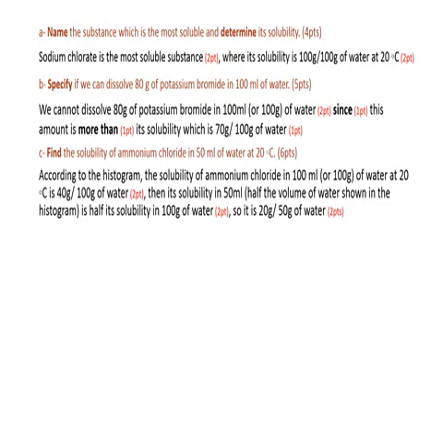So this is from the histogram. Then its solubility in 50 milliliters or 50 grams, half the volume of the water shown in the histogram, is half its solubility in 100 gram of water. So it is 20 grams per 50 grams of water.